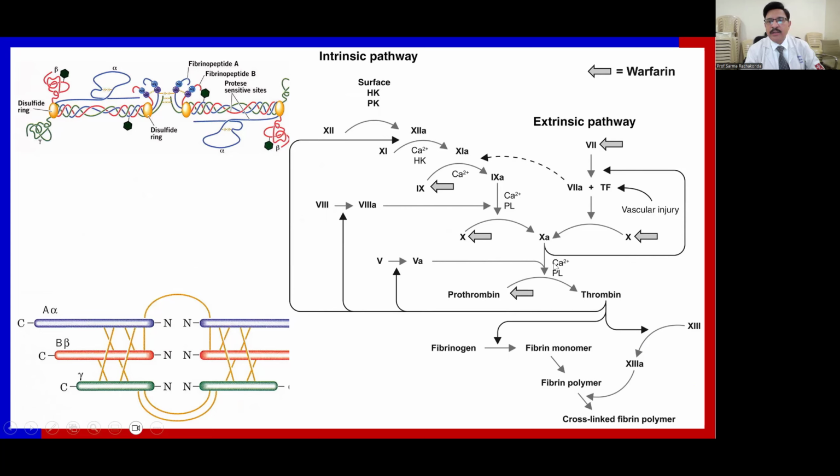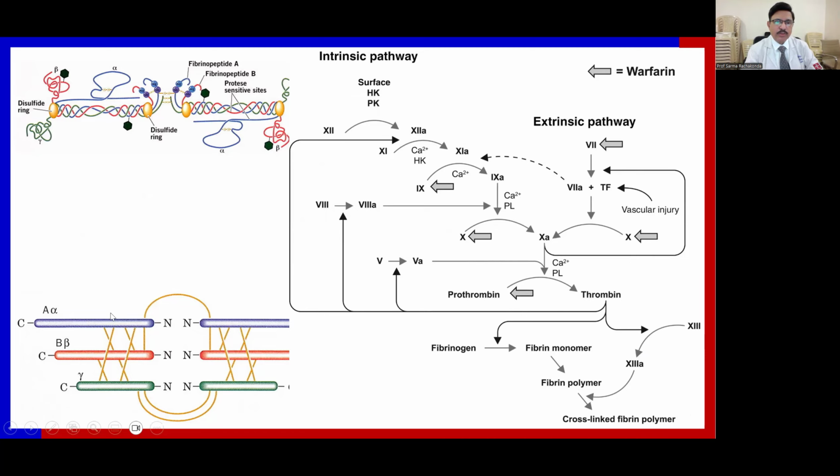Then phospholipids are also there. Phospholipids and calcium activate 10A, which acts on the prothrombin that converts into thrombin, which acts on the fibrinogen to become fibrin monomer. A fibrin monomer is one strand like this. It cannot do anything. It must become a polymer. For it to become a polymer, we require factor 13 to become 13A, and that becomes a fibrin polymer and cross-linked fibrin polymer.